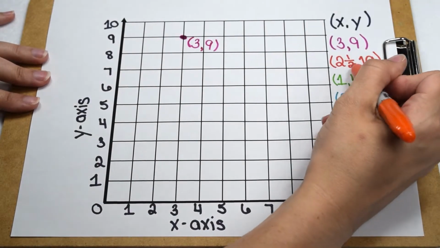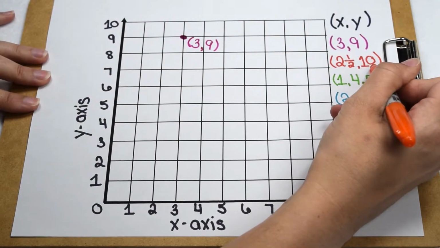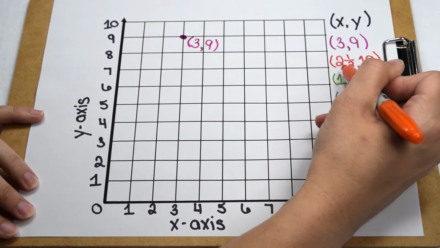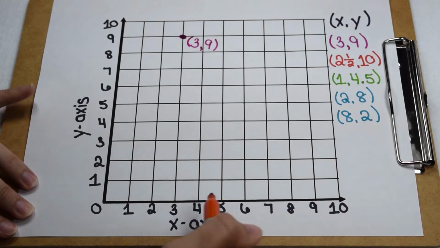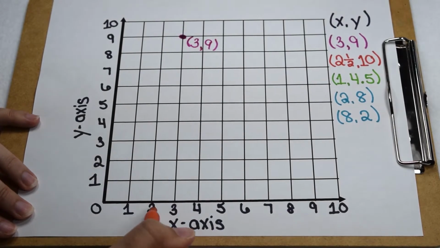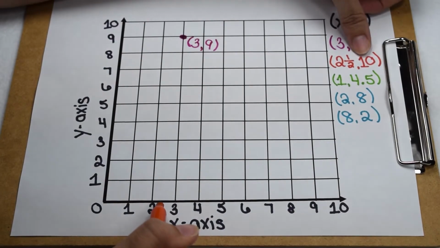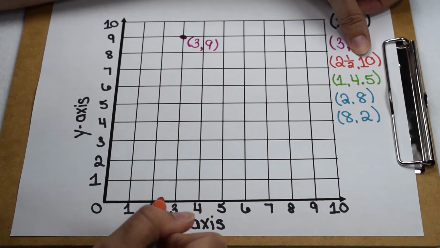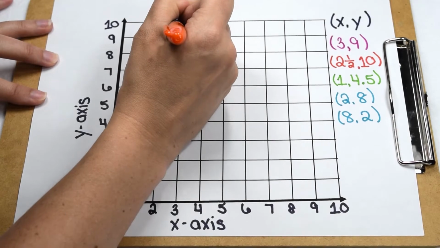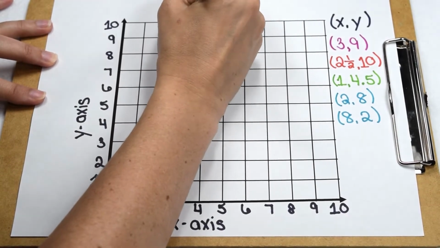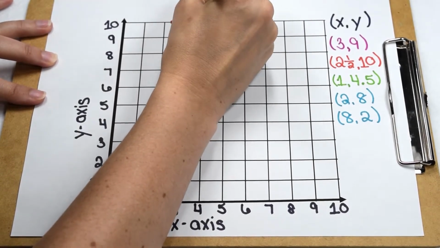If I'm working with fractions, I'm going to follow the same rules. To plot (2 1/2, 10), I'm going to have to do some estimating. The x-axis scale is all in whole numbers, so 2 1/2 is going to fall midway between 2 and 3. My y value is 10, so I'm going to go up from 2 1/2 up my y-axis to 10 and plot my point. We can then go ahead and label this point (2 1/2, 10).